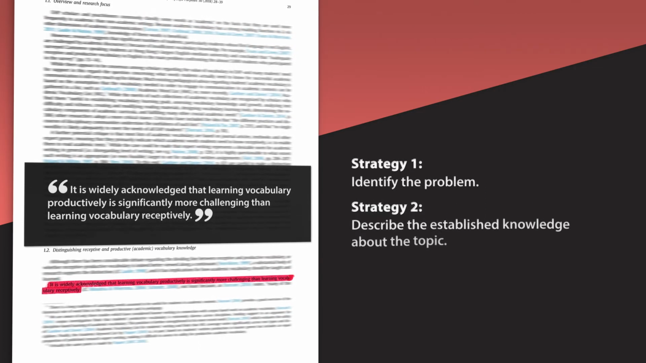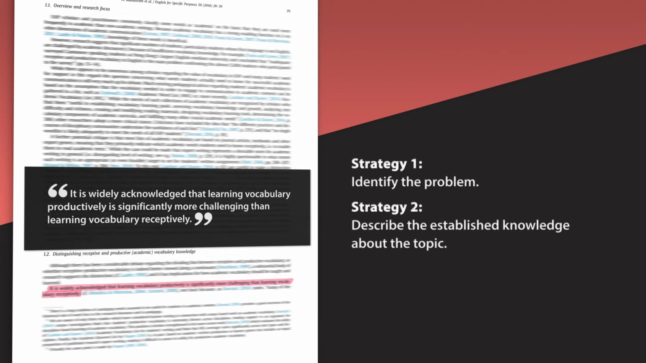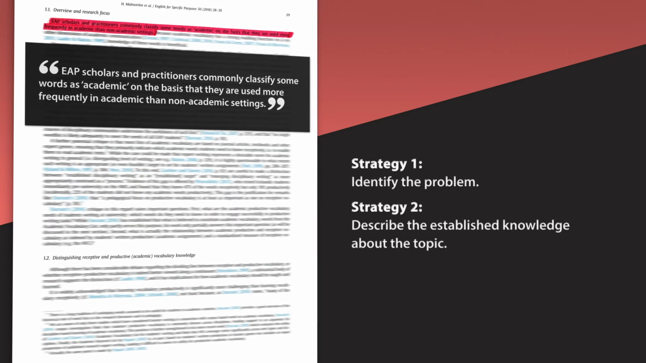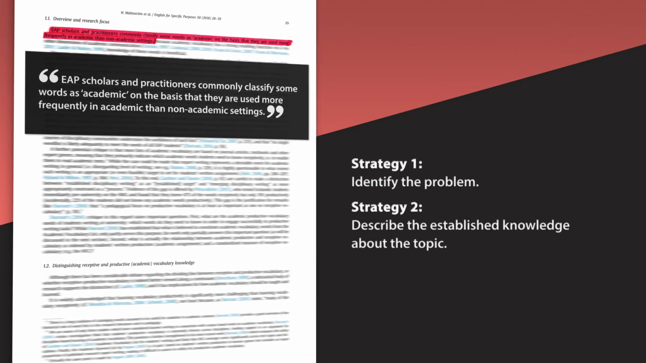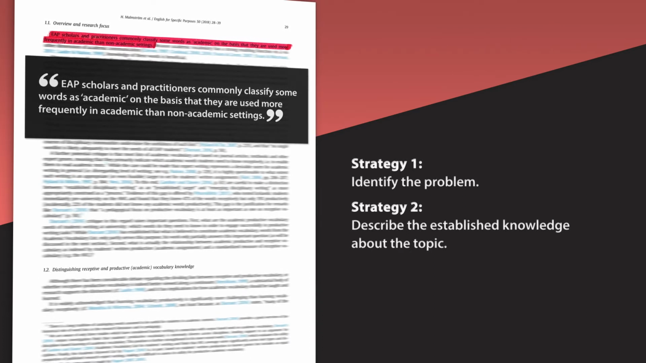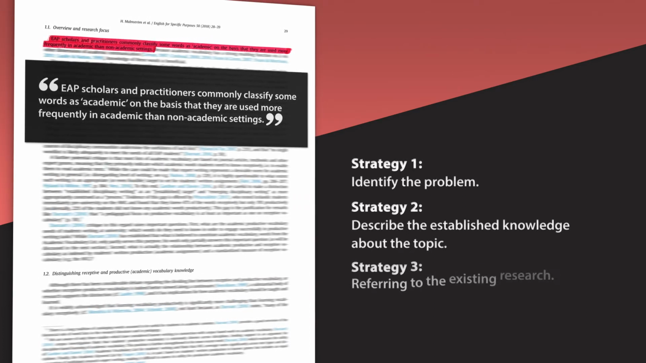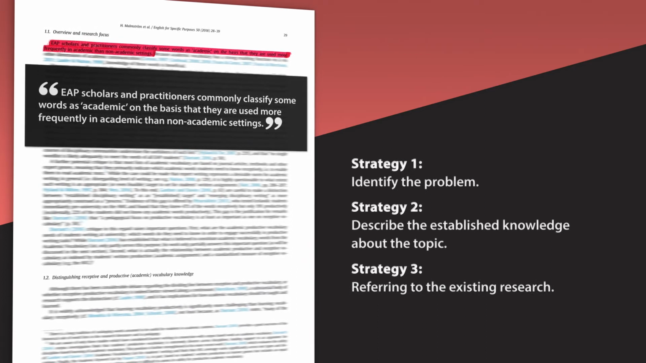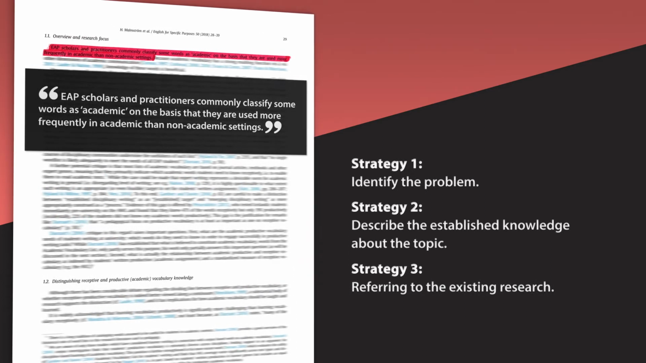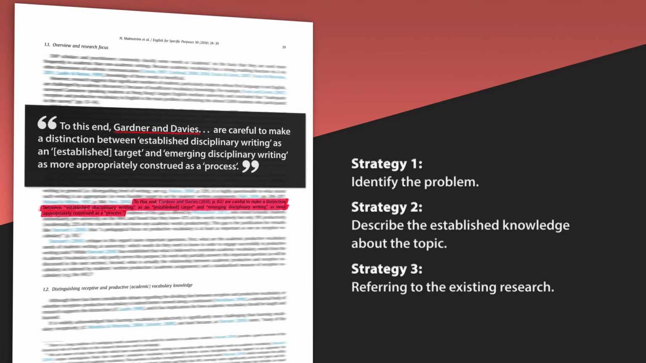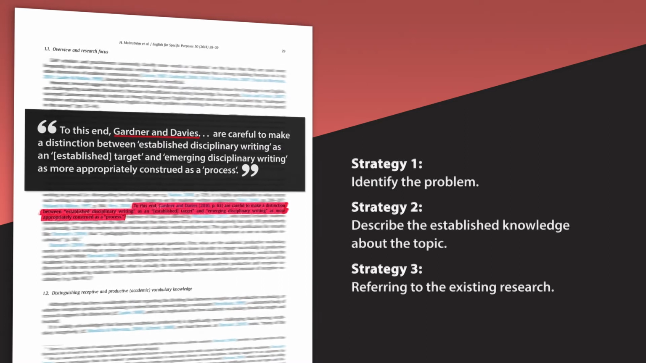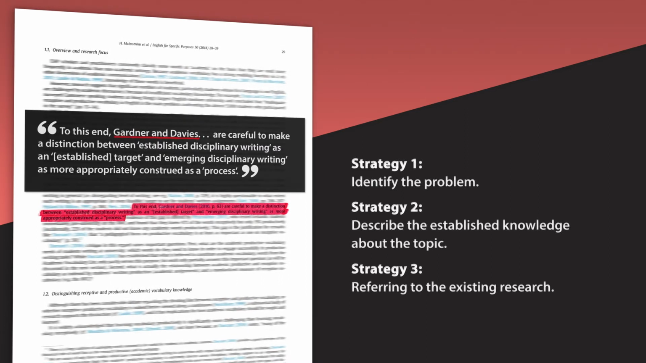Another strategy is to describe what we already know about the topic. Here's an example. EAP scholars and practitioners commonly classify some words as academic on the basis that they are used more frequently in academic than non-academic settings. Describing what we already know about the topic often involves a third strategy, referring to the existing research, like this. To this end, Gardner and Davies are careful to make a distinction between established disciplinary writing as an established target and emerging disciplinary writing as more appropriately construed as a process.